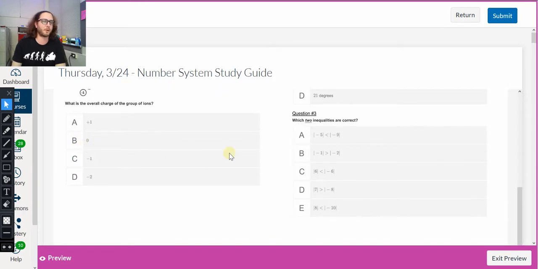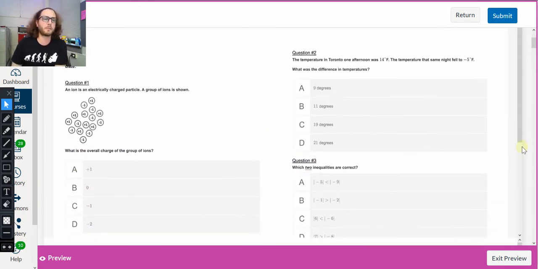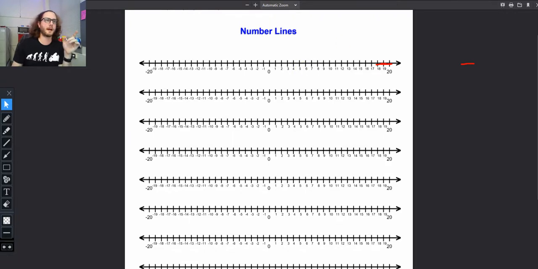The answer was 0. For number 2, the temperature in Toronto one afternoon was 14 degrees, and the temperature the same night fell to negative 5 degrees Fahrenheit. What was the difference in temperature? So we are looking for how far apart 14 and negative 5 would be on a number line. So for this, I'm just going to go ahead and pull up our number lines from class. We're trying to figure out how far apart 14 and negative 5 is. So here is negative 5 and here is positive 14.